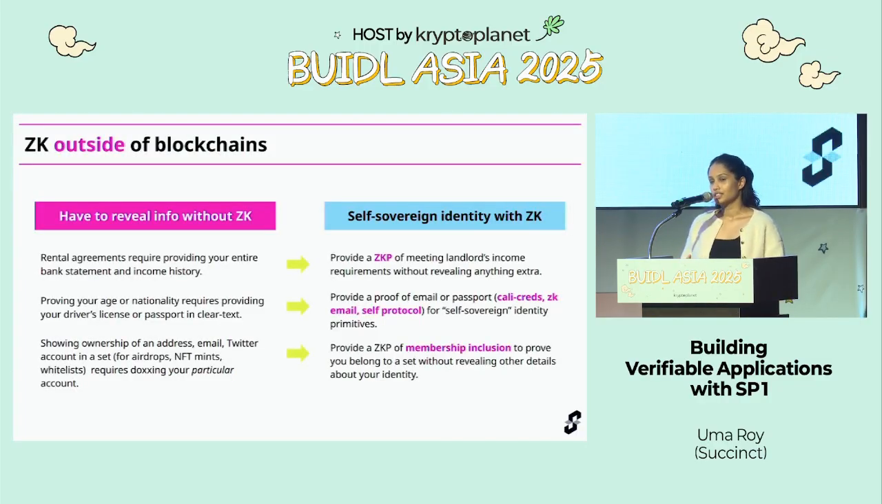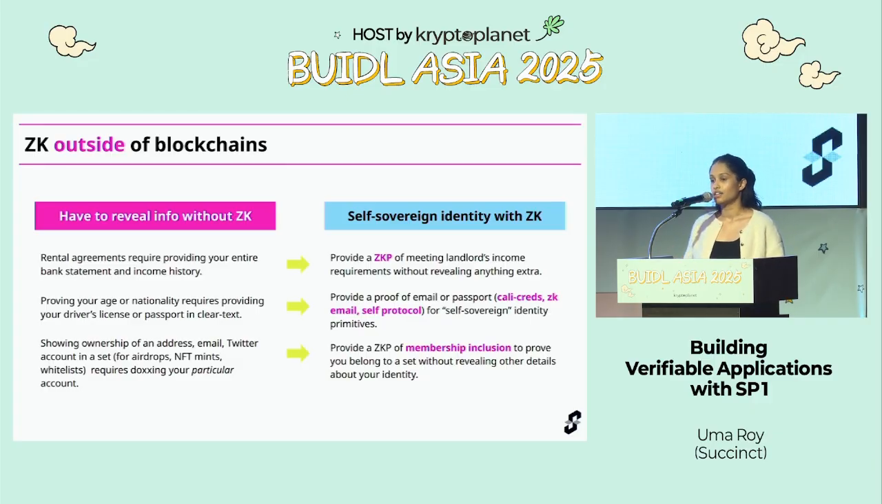So let's look at some use cases outside of blockchains that can benefit from ZK's verifiability and also privacy-preserving properties. And let's go through a few practical examples. So today, if you have any use case in the real world where you want to prove to someone some information about yourself or patterns about things you've done in the past, you often have to reveal a lot of information. So for example, take a rental agreement.